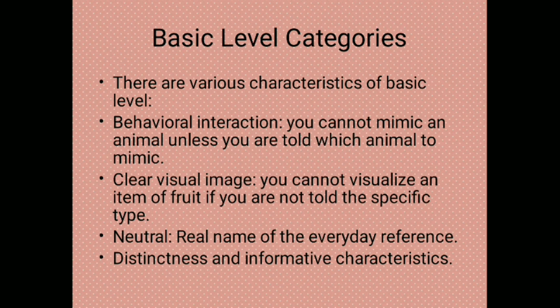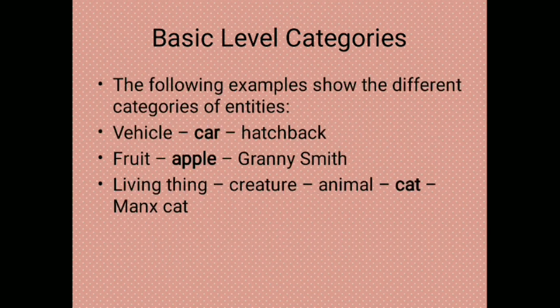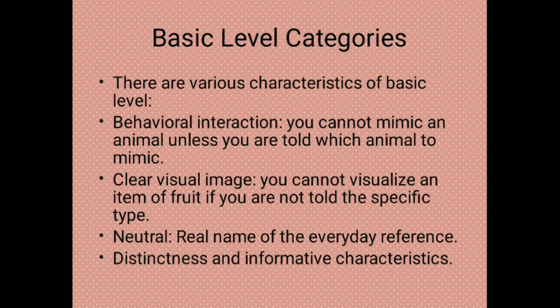And the second characteristic is a clear visual image. You cannot visualize an item of fruit if you are not told the specific type. For example, if you are just asked to visualize fruit, you will be confused because you don't have any idea what kind of fruit to imagine. But if you are told to visualize apple, then you know the idea, oh yeah, that's apple. Okay. And then the next is neutral, a real name of everyday reference.